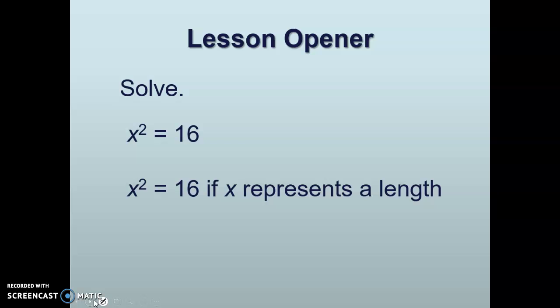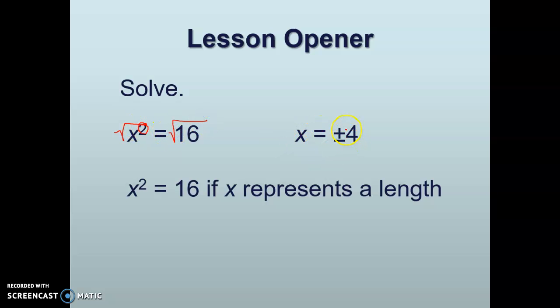Now, before we delve into the Pythagorean Theorem, let's take a look at a couple of hopefully easier problems that you know how to solve, that will get us on the right track. So let's take a look at x squared equals 16. If x represents a length, then we want to use the positive root. In order to solve for x, we need to undo the square term, and to undo a square term, we take the square root of both sides.